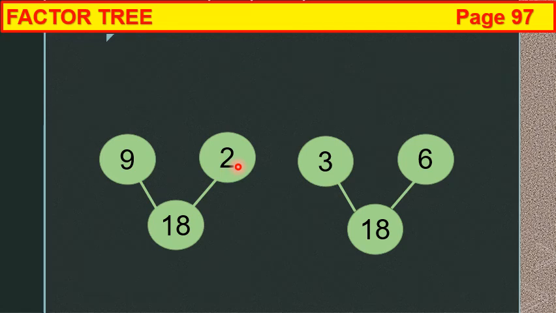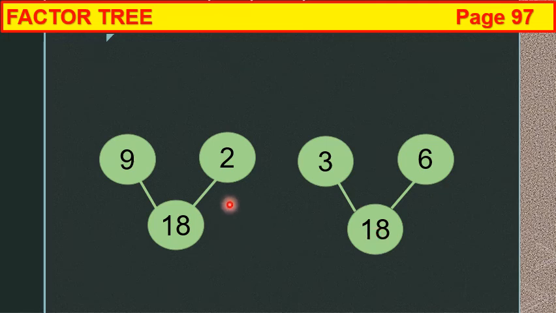9 twos are 18, 3 sixes are 18 and 1 eighteen is also 18, right? Any other multiplication of two numbers doesn't give 18. So 9 twos are 18, 3 sixes are 18 and 1 eighteen is 18. But remember, the ones table cannot be considered in a factor tree method. That is, 1 eighteen is 18 cannot be considered in a factor tree method.